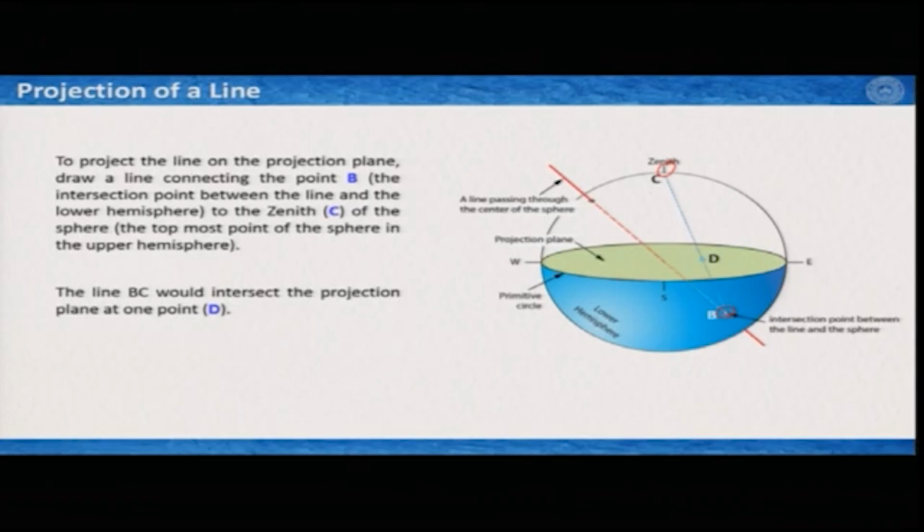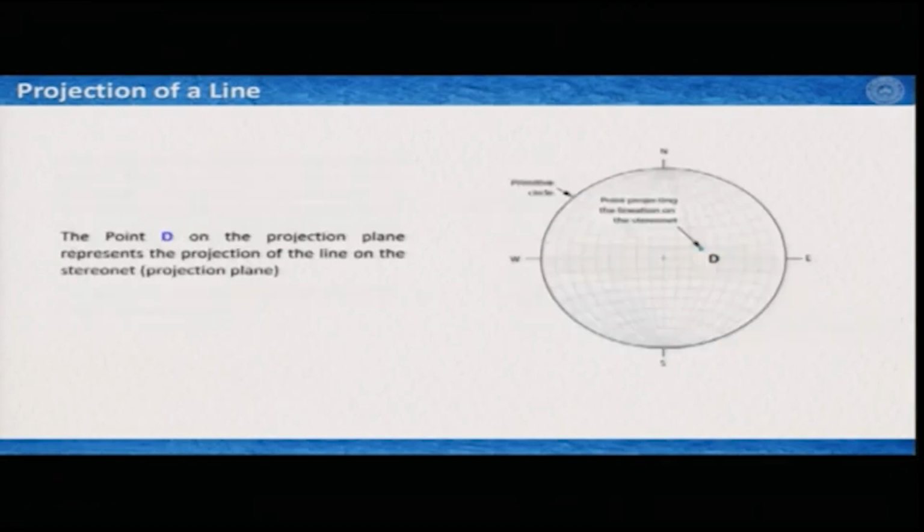Now, when we connect this line from B to C, it also passes through the projection plane and we get a point here which is D. This point D is actually your projection of the line that we have seen before. So, if I now project this onto the plane, the point D would appear somewhere here, and this is the projection of this inclined line on the stereo net.